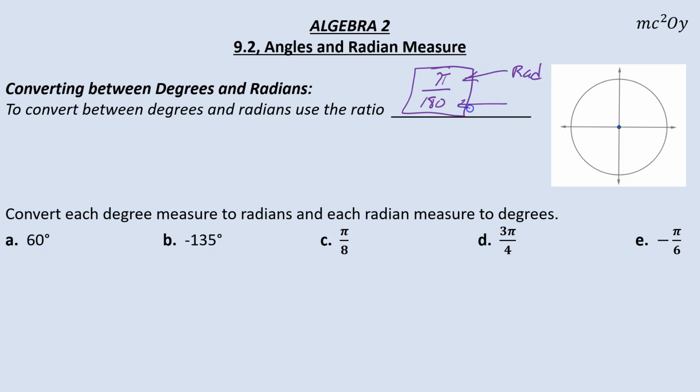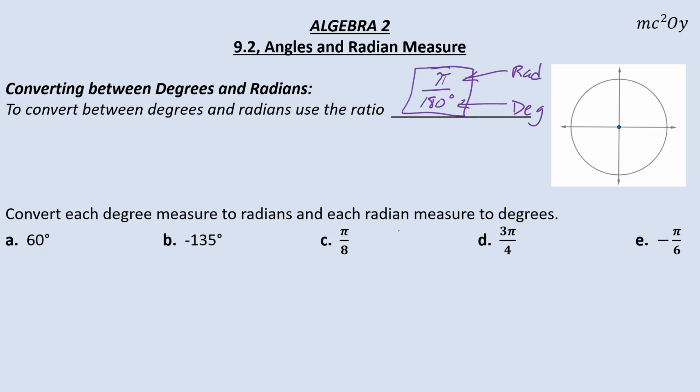Just understand that on top, you're dealing with radians, and on bottom, you're dealing with degrees. Wherever you put the 180, that's your degree. Wherever you put the pi, that's your radian. If you choose to switch it upside down, then fine. Then degrees would be on top, radians on bottom.